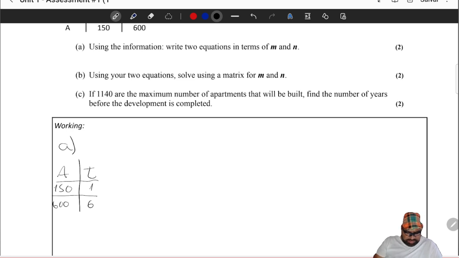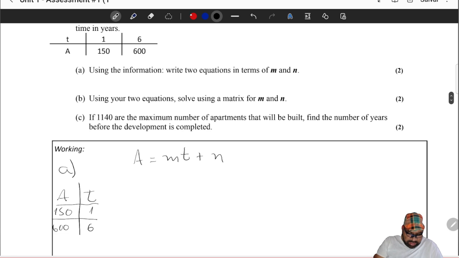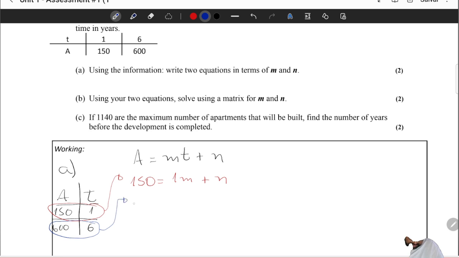Let's go through here to solve this. My formula given was A equals MT plus N. Let's plug in the first one here, which will be 150 equals 1M plus N. Equation number 1, done. Equation number 2 is, let's plug in 6 and 600 in the equation, which is 600 equals 6M plus N. That's it. So far, all good?